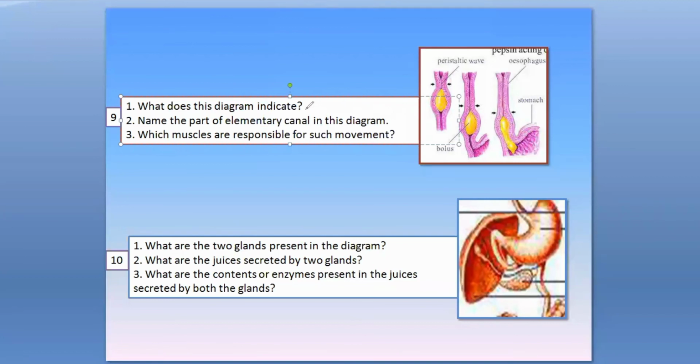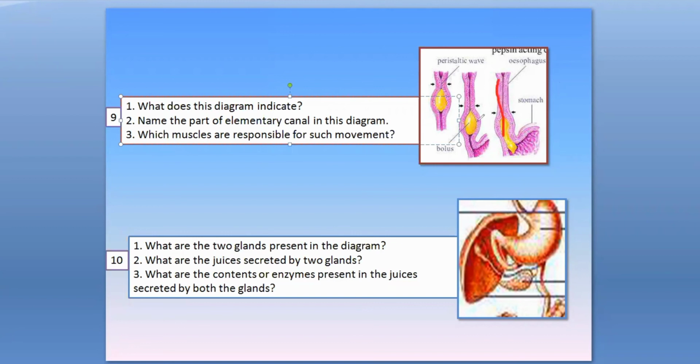So now, what does this diagram indicate? Name the part of the alimentary canal in the diagram. Which muscles are responsible for such movements? This diagram indicates that there will be peristaltic movements. This part is the esophagus.